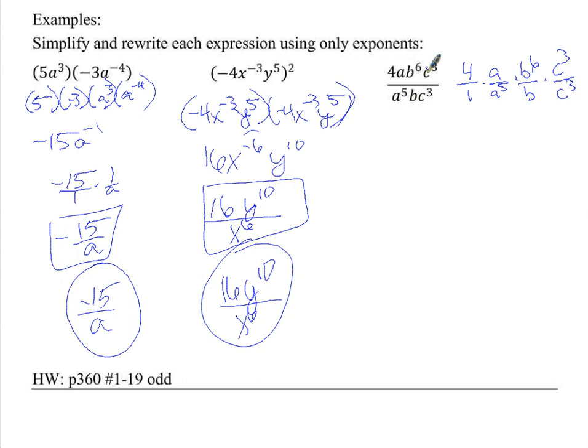So now we're going to simplify this. 4 divided by 1 is still 4 divided by 1. A divided by a to the 5th becomes a to the negative 4th. B to the 6th divided by b becomes b to the 5th. And then c to the 3rd divided by c to the 3rd becomes c to the 0, or just 1. So therefore, times 1, I don't need to write times 1, so it just kind of disappears. It doesn't go to 0, it's not 0, it's 1. But since this is all multiplication, I don't have to write the times 1. If you really want to, then you can.